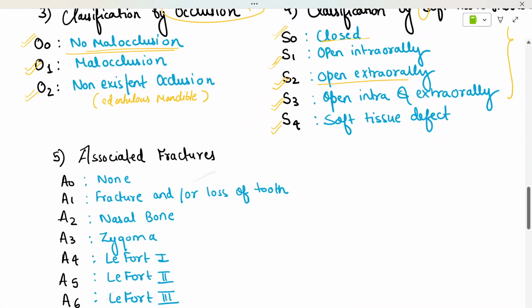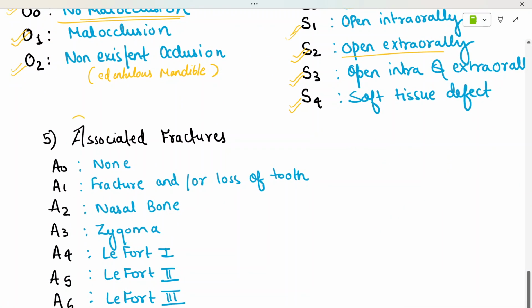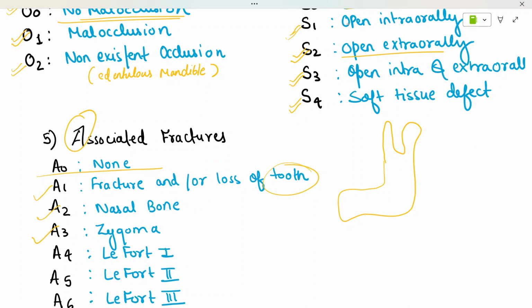The last part in FLOSA was the A, that is associated fracture. As I had already told, we are studying the mandibular bone fracture. If apart from this bone, any other fracture is also occurring in the facial skeleton, then that is the associated fracture. If it is not occurring, then A0, none. If there is a fracture or loss of the tooth, then it is A1. If there is a fracture of the nasal bone, then A2. If zygoma is also fractured, then A3. And A4, A5, and A6 comprise Le Fort 1, 2, 3.